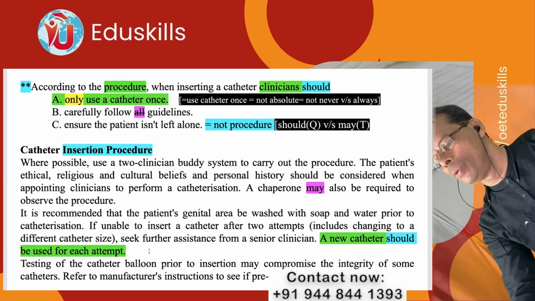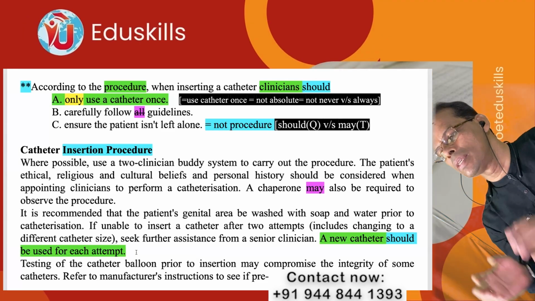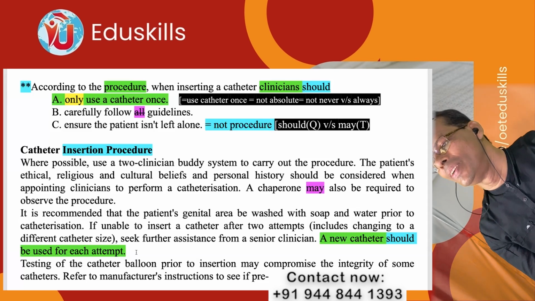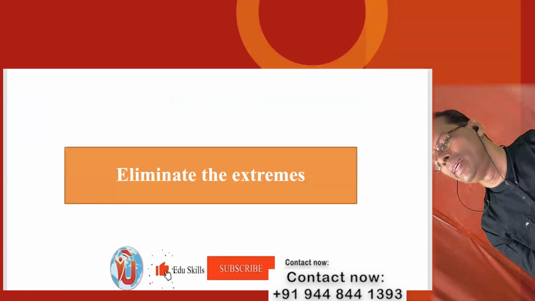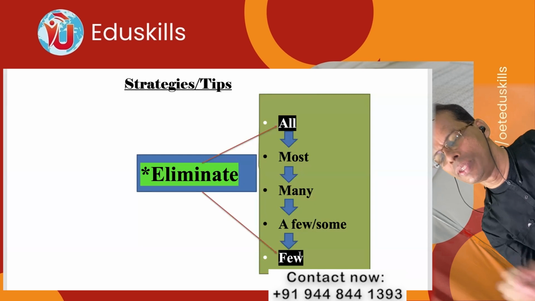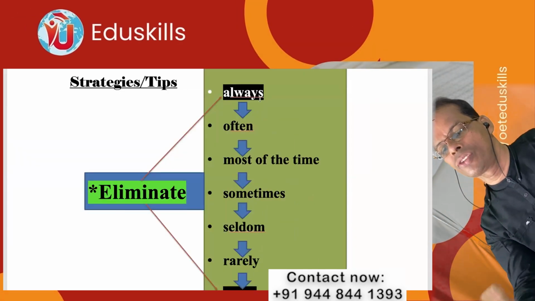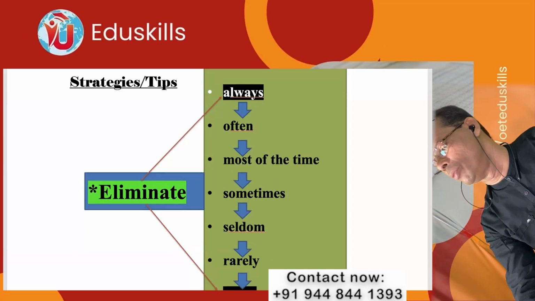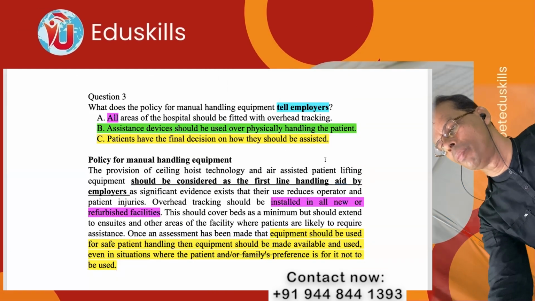"A new catheter should be used for each attempt." As somebody mentioned, this is the paraphrasing, or the synonymous expression, of "only use a catheter once." That is clear. As I said, eliminate the extremes. You know, extremes are all, few means zero is extreme, or always, never. Such expressions can be eliminated. No other expressions in between can be eliminated. I'm not going to explain these things again. I've given you some examples in the previous session.